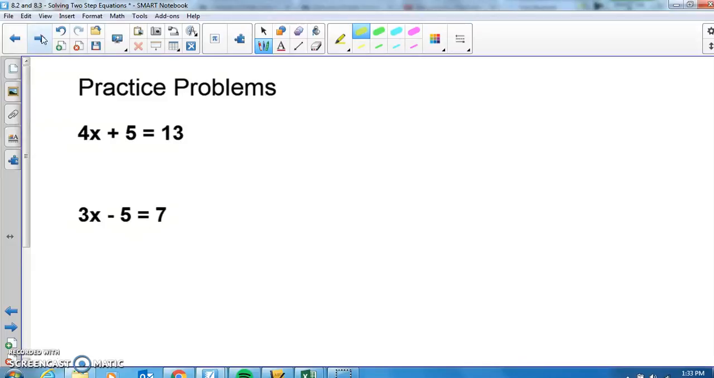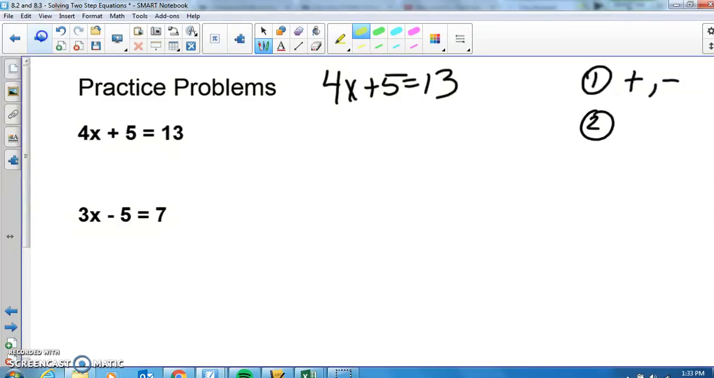All right, let's try these two problems. I have 4x plus 5 equals 13. First thing I'm going to do, I'm going to go through my steps. I'm going to take care of my addition and subtraction first. I'm going to take care of my multiplication and division second. And then the third thing I'm going to do is I'm going to check my work. Okay? So I have addition and subtraction in the problem, so I have a plus 5, so I'm going to do the opposite. I'm going to put a minus 5.